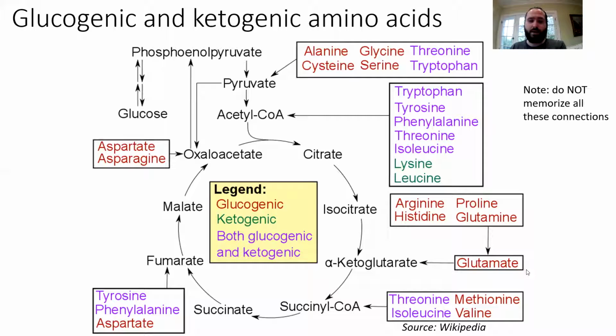Then our glucogenic amino acids. Glucogenic amino acids can only become either pyruvate or a citric acid cycle intermediate. And again, you don't have to memorize these connections, just know the categories and what the connections mean.